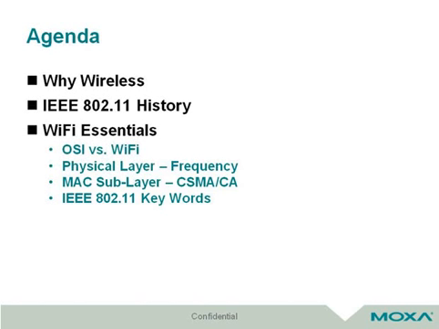This is today's agenda. First, I will tell you why users consider using wireless devices. Second is the history of IEEE 802.11. The third part is the Wi-Fi essentials. We will base on the OSI 7-layer model to learn this technology, and I will introduce it from the physical layer to the MAC sublayer.